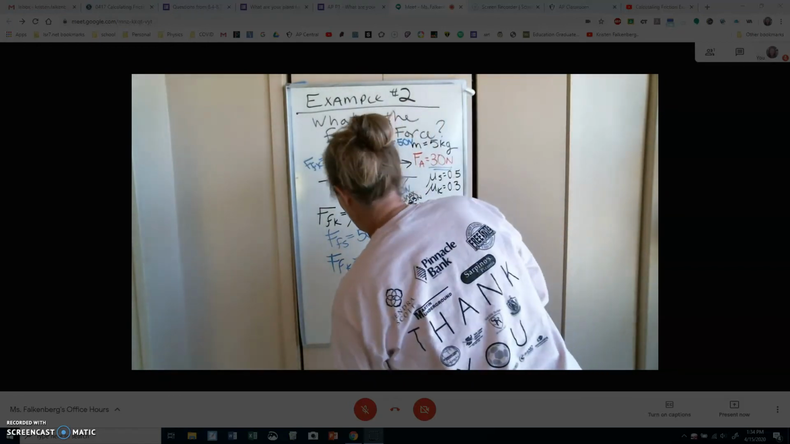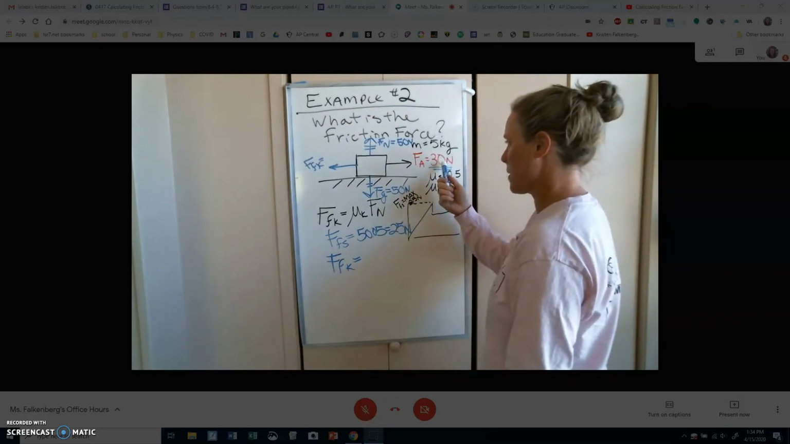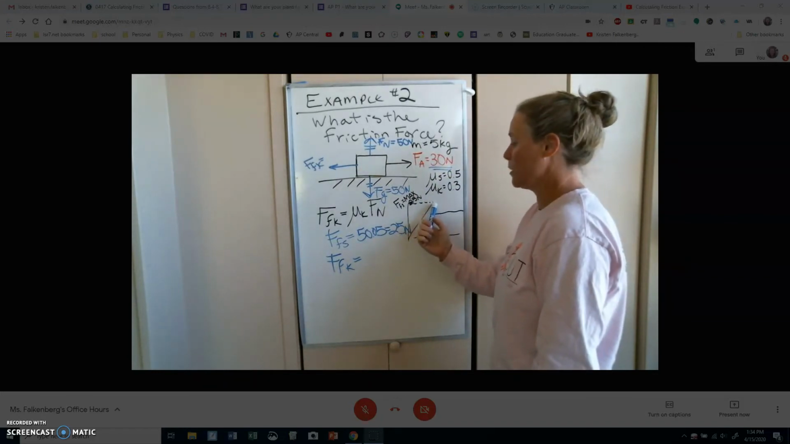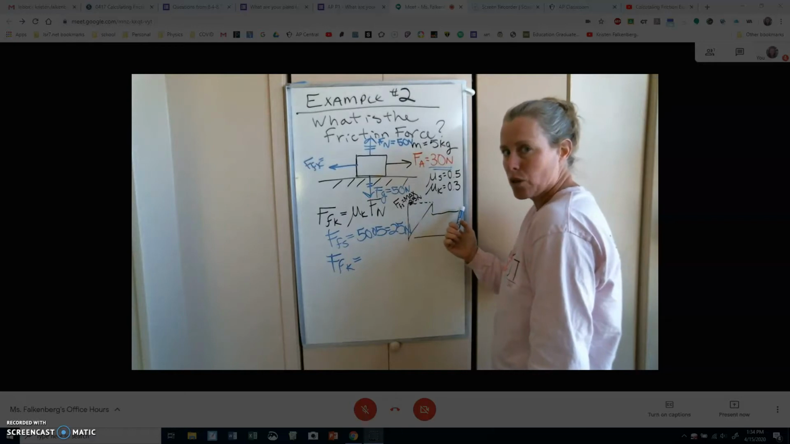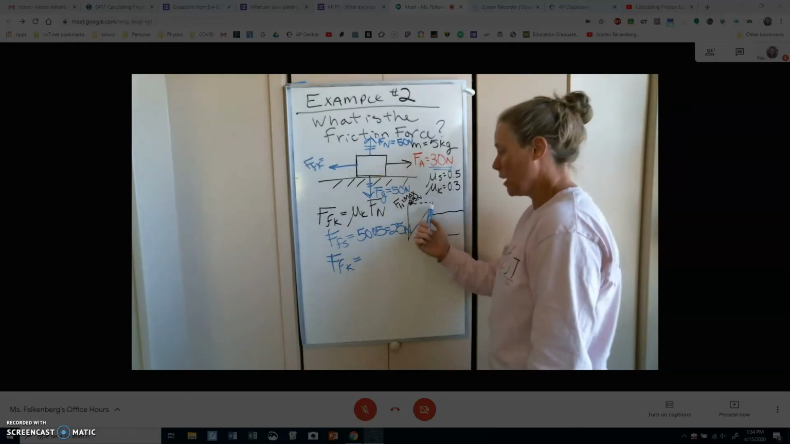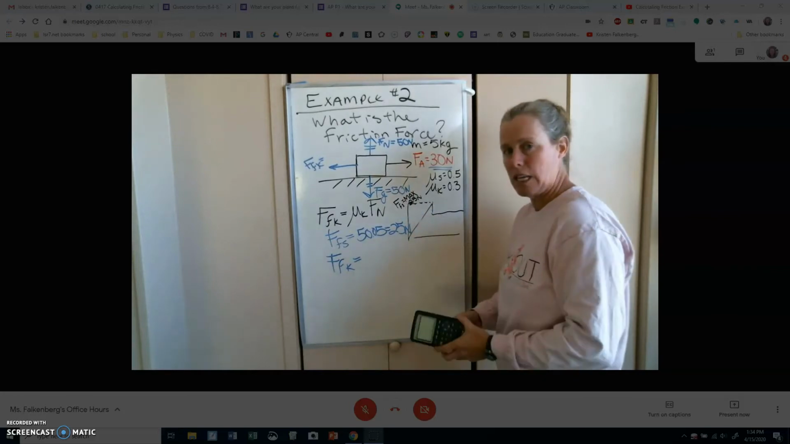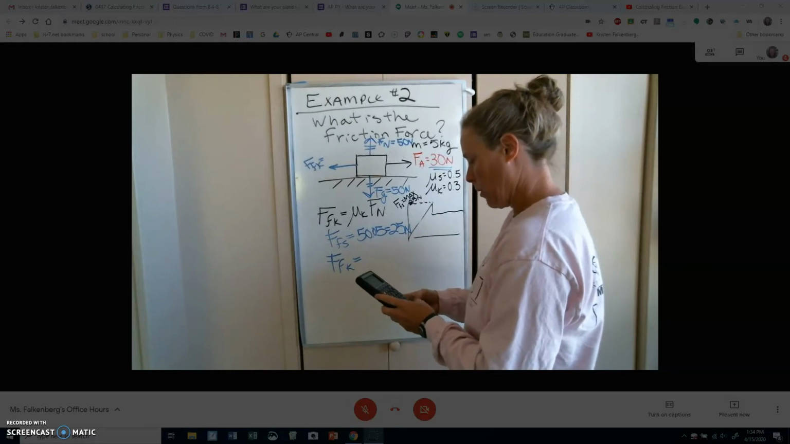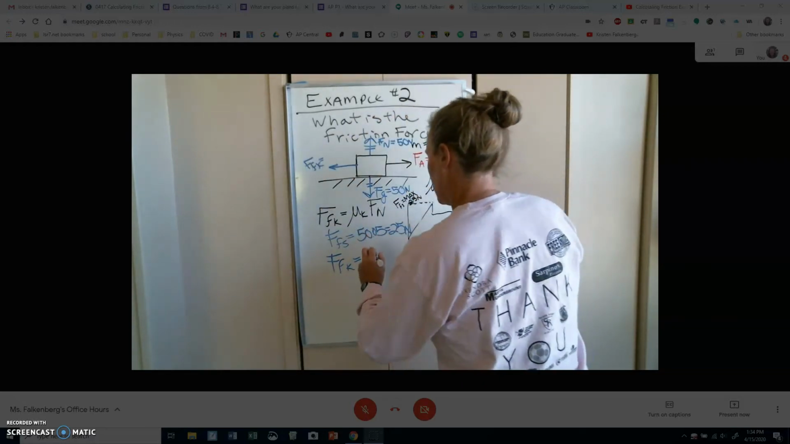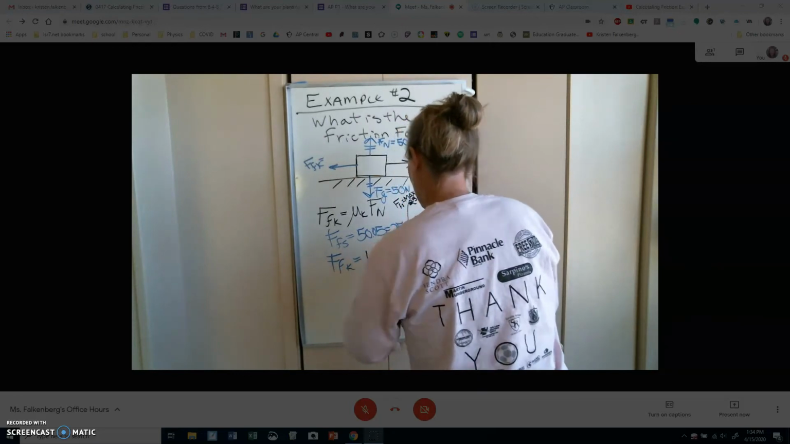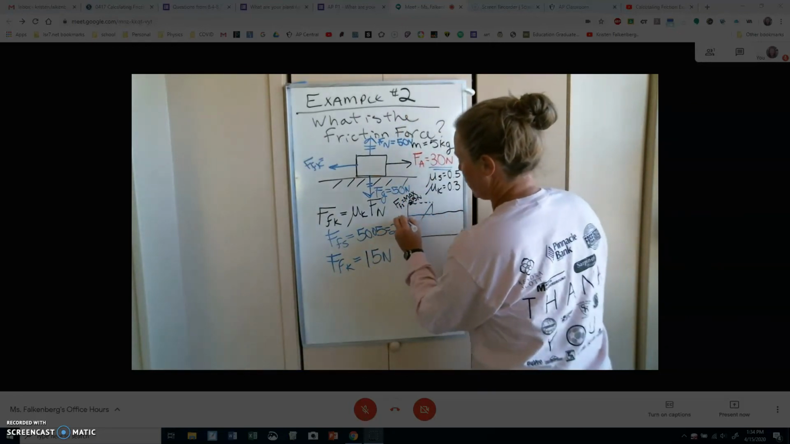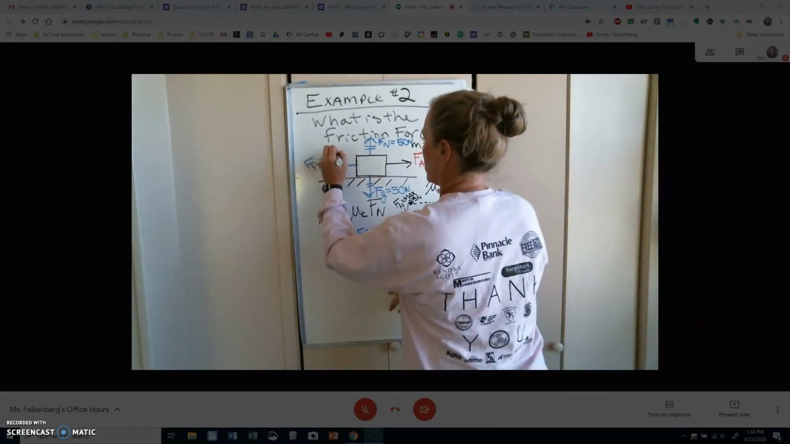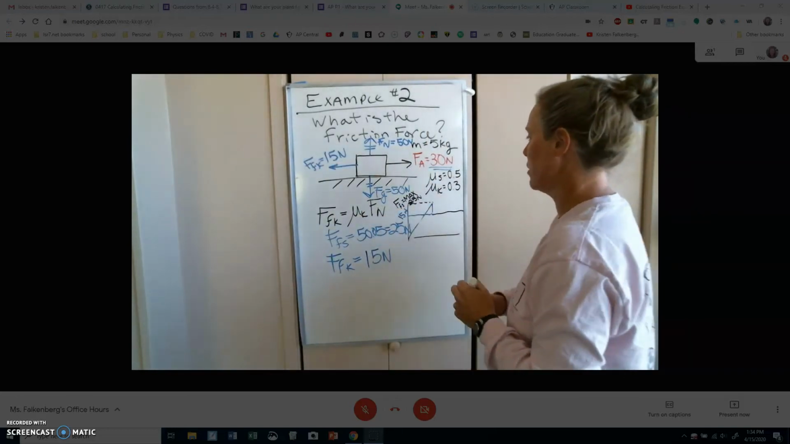Now the weird part is I've applied 30 newtons, okay? It's greater than my static friction force. So now that it's moving, it takes less force to keep it moving. To get it moving, I need more force than I do to keep it moving. So again, 50 times 0.3 is 15 newtons, right? So this is 15 newtons, and we're applying 30, so the kinetic friction is 15 newtons, okay?